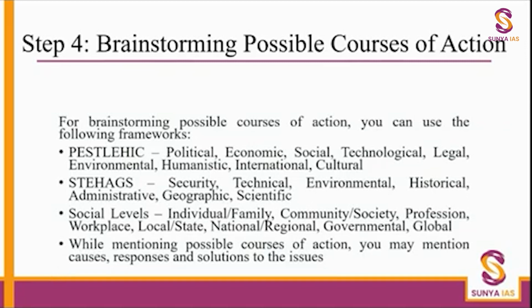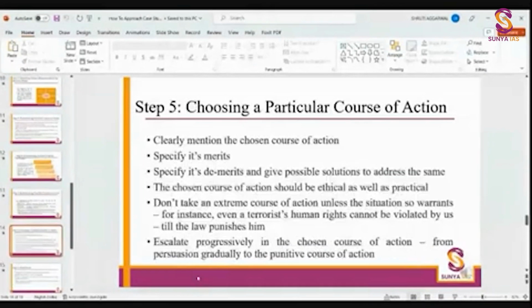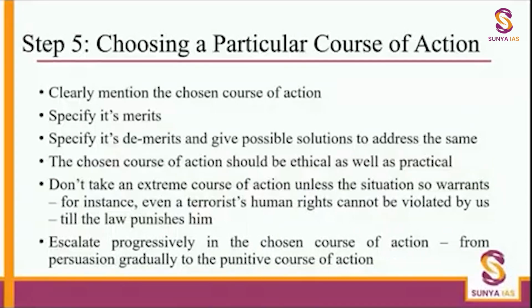Okay, now we move on to step 5. Step 5 is choosing a particular course of action, right? So you clearly mention which course of action it is that you are choosing. You have to specify its merits and you also have to specify its demerits. And in your chosen course of action, you always have to give possible solutions to address the demerits. Unless you do that, your answer is not going to be complete, right?